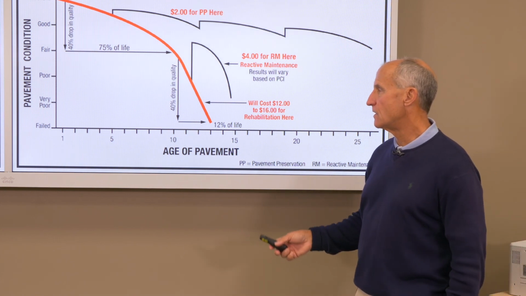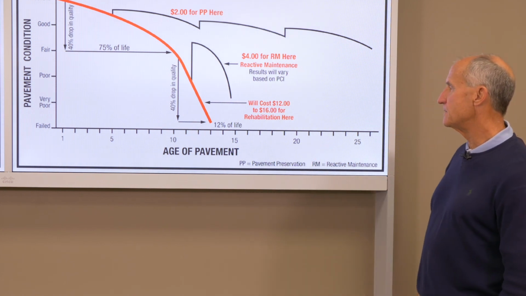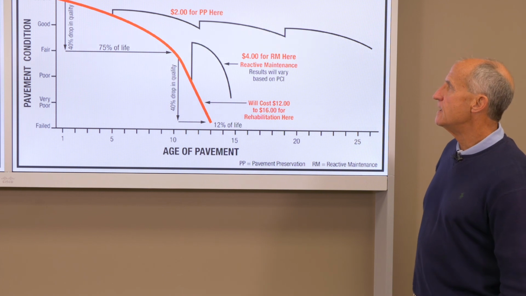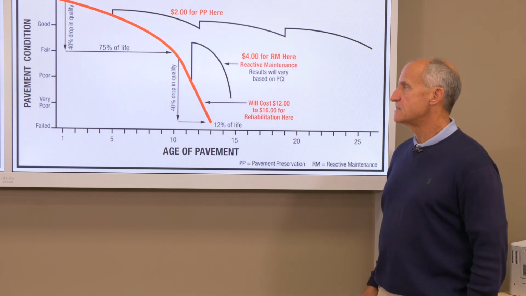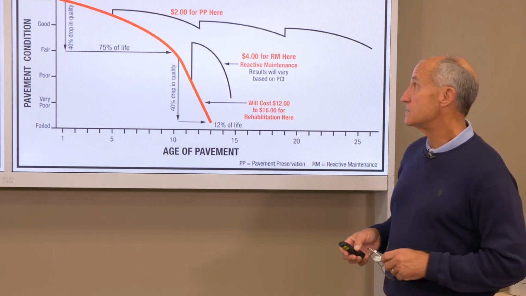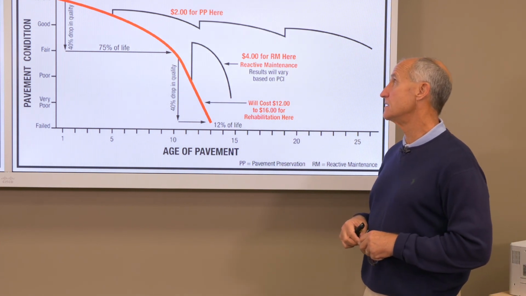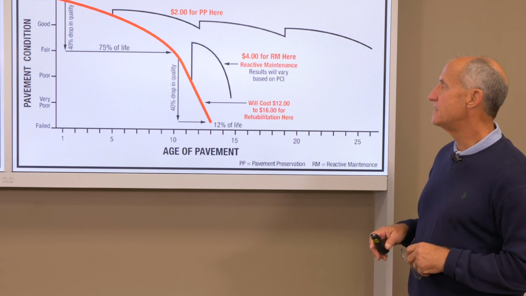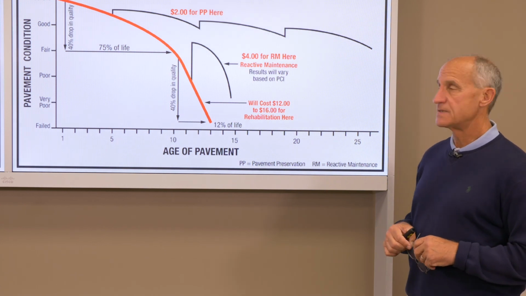Okay, we're going to start off, the bottom bar is the age of the pavement in terms of years, and the left-hand axis there is the pavement condition. We're obviously starting off with a newer road that's in pretty good shape, excellent condition here, and the red line, as it goes over time, just loses some of its integrity.